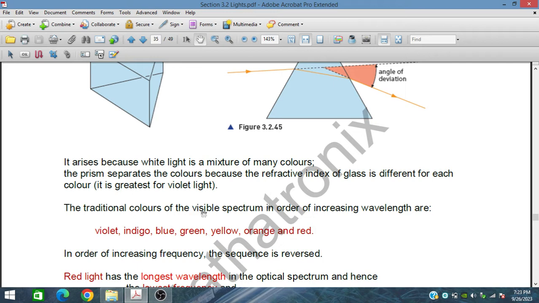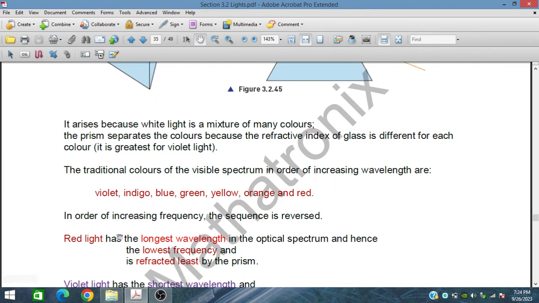The traditional colors of the visible spectrum are in order of increasing wavelength. This is the shortest, then longer, and finally red has the highest wavelength. In order of increasing frequency, the sequence is reversed, so ultraviolet has the highest frequency and this end has the lowest. The red light has the longest wavelength in the optical spectrum and the lowest frequency.